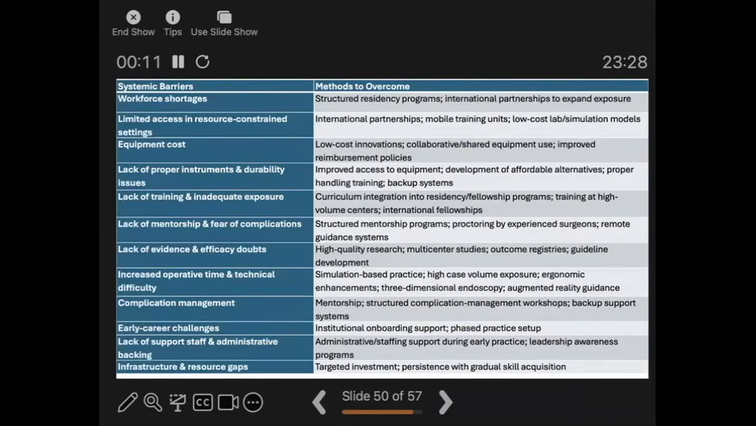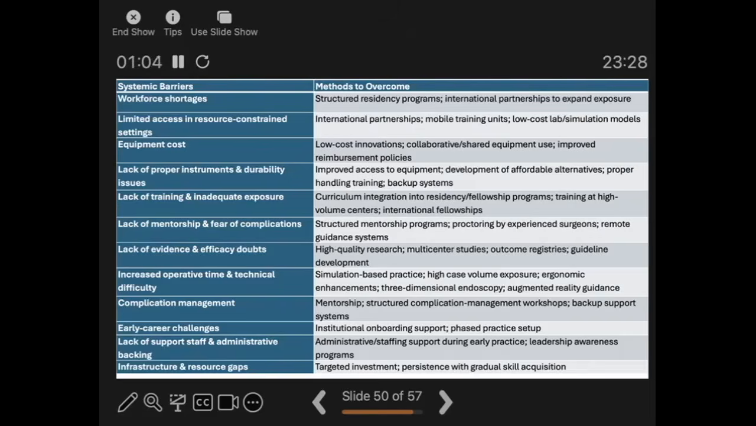Apart from technical difficulties in learning endoscopy, there are non-medical or systemic barriers. I have also suggested methods to overcome them. The first is workforce shortage. A structured residency program and international partnership to expand the exposure is required. The other one is limited access in resource-constrained settings. International partnership, mobile training units, and low-cost lab and simulation models are the answer.